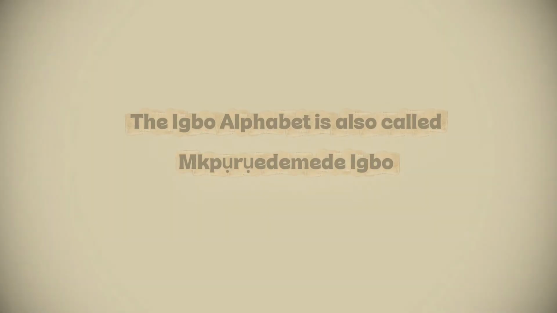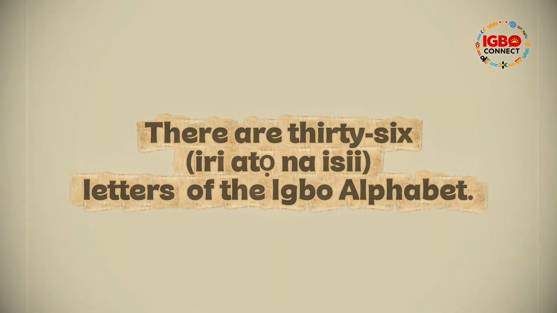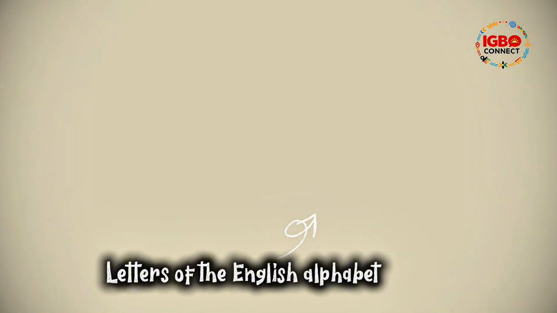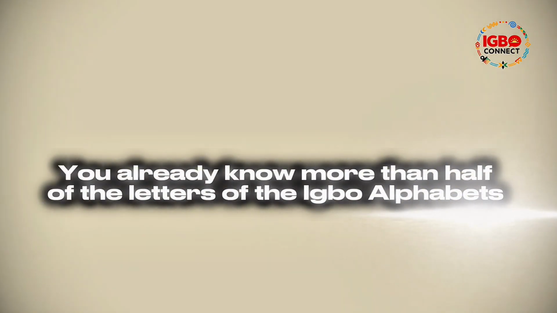Mkpụrụedemede Igbo dị 36. That's 36. So we'll learn more about numbers later. Mkpụrụedemede Igbo dị 36. The letters of the Igbo alphabet are 36 in number. And I told you, when you hear 36, don't be scared. If you're familiar with the letters of the English alphabet, you already know more than half of the letters of the Igbo alphabet. So just like we did, we have 23 letters of the English alphabet in Igbo.